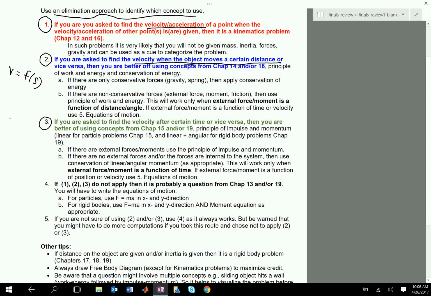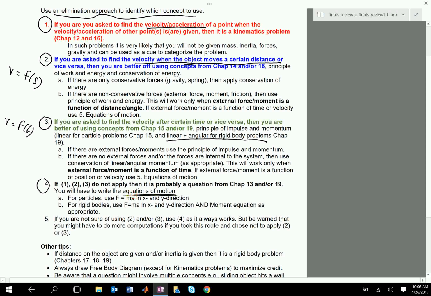The third point is, if you're given velocity and told to find the time, then it's a problem in which you have to apply linear and angular momentum impulse equations.